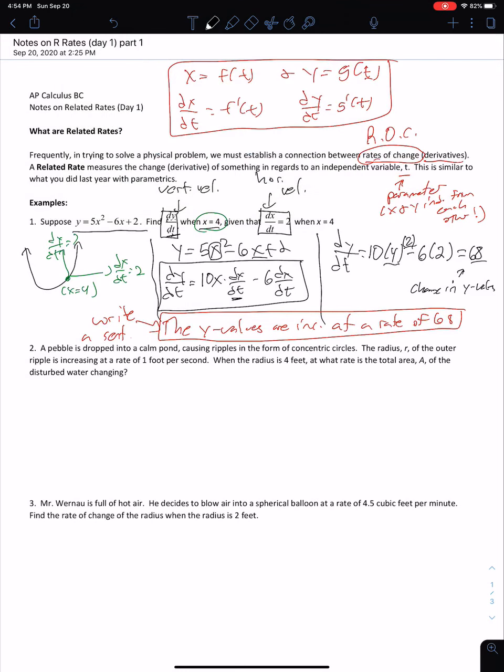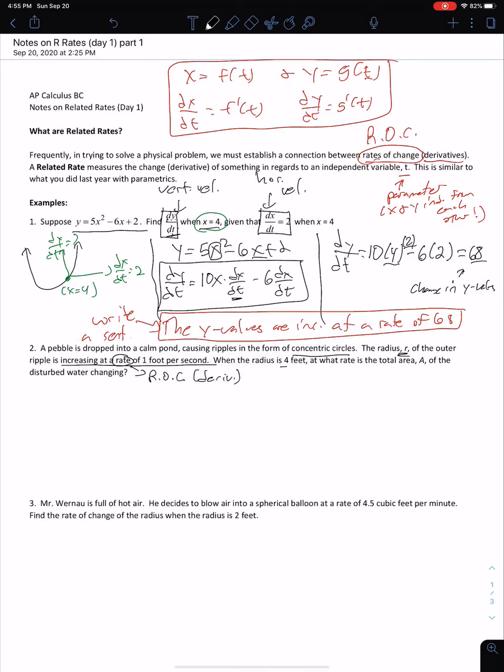All right. So let's take a look at a kind of an application problem. So let's say we drop a pebble into a calm pond, so flat water. When you do that, the ripples from that pebble form concentric circles. The radius of the outer ripple is increasing at a rate of 1 foot per second. Notice the word rate. So this is a rate of change. In other words, it's a derivative for us.